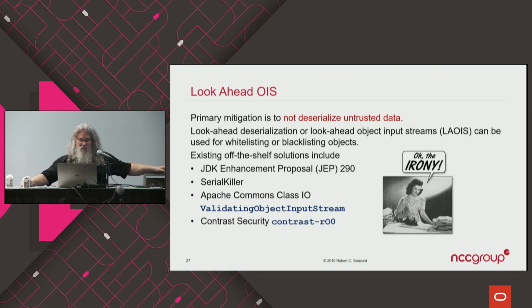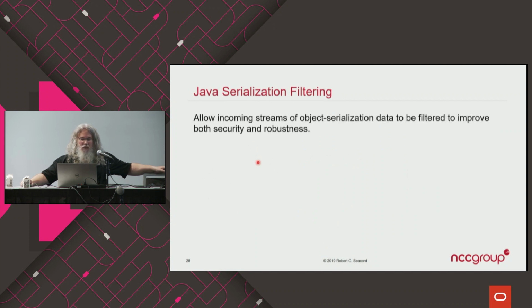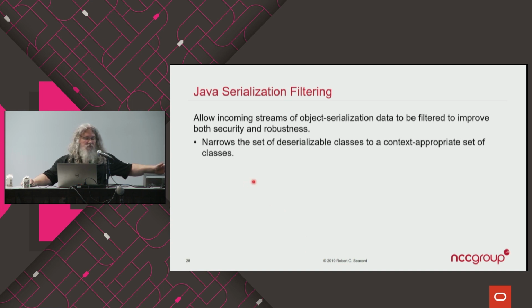And Contrast Security has a solution. This whole approach of Java serialization filtering is to let you look at what objects you're going to deserialize before you start to deserialize them. So you can look ahead into the stream and see if there are any questionable classes there. The purpose is to narrow the set of deserializable classes to a context-appropriate set of classes. Context-appropriate means every time you deserialize, you can decide what sort of objects you want to deserialize in that particular case.